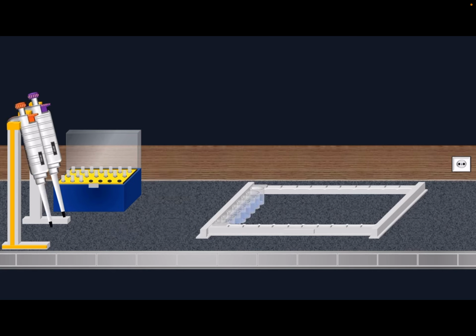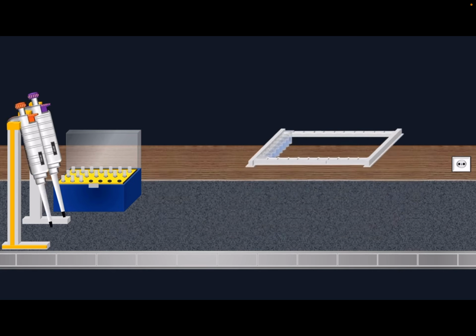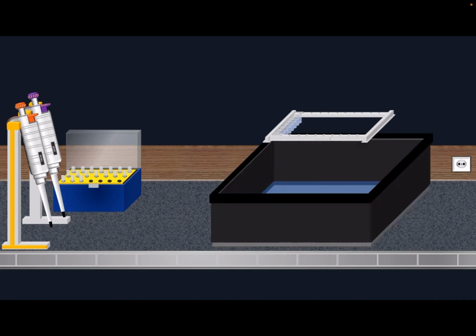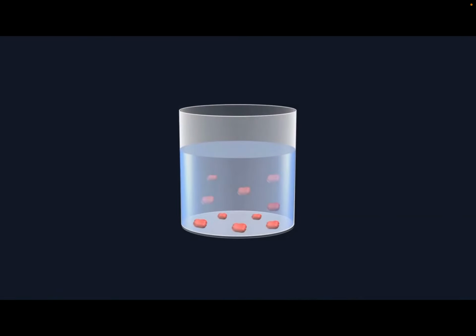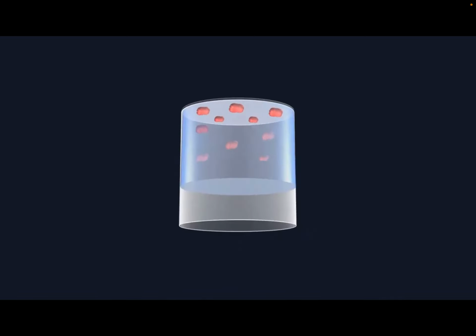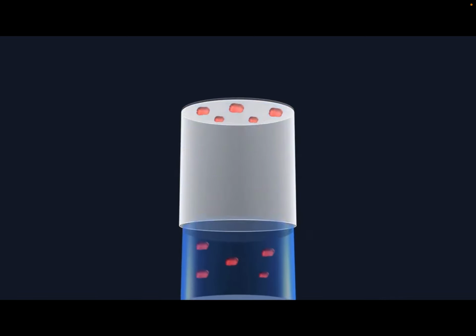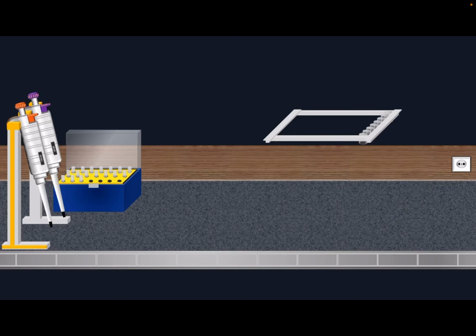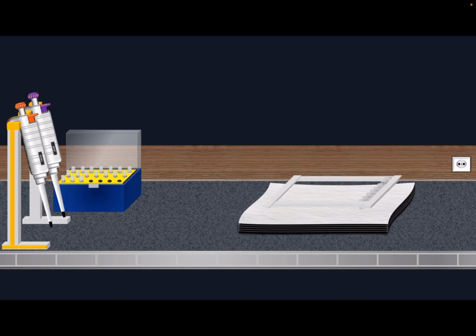The wash buffer is a specially formulated solution used to rinse the wells and remove any unbound substances. By using a wash buffer, we eliminate any unbound antigens. Once the wash buffer has been discarded, an absorbent paper towel is used to remove any remaining liquid.